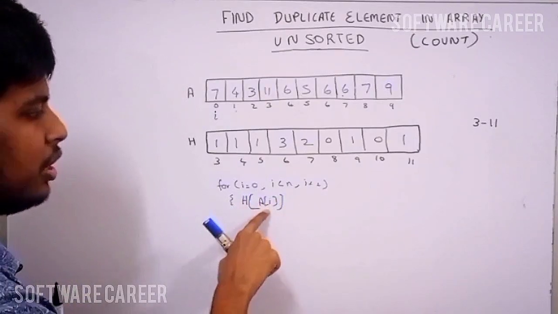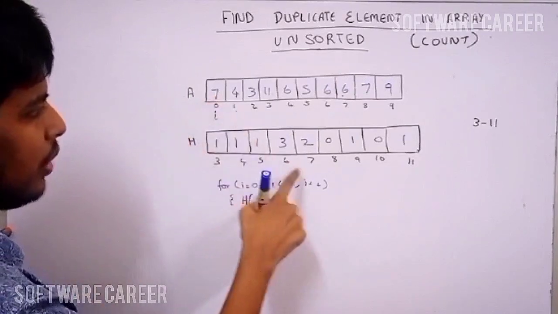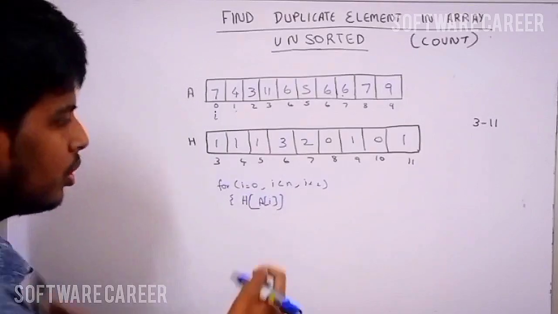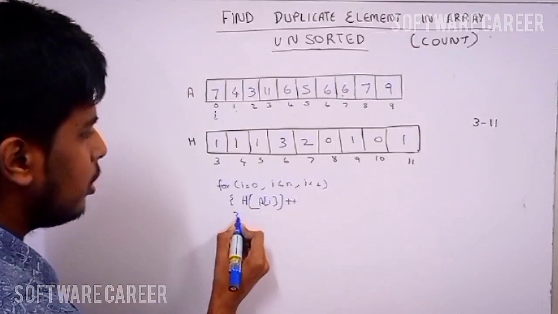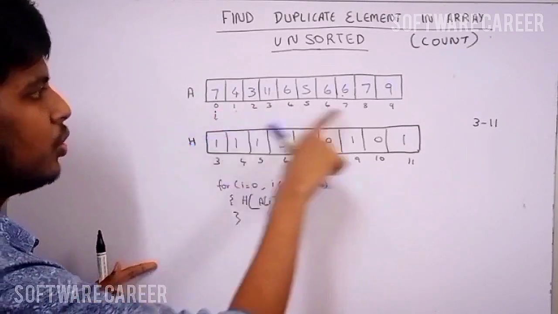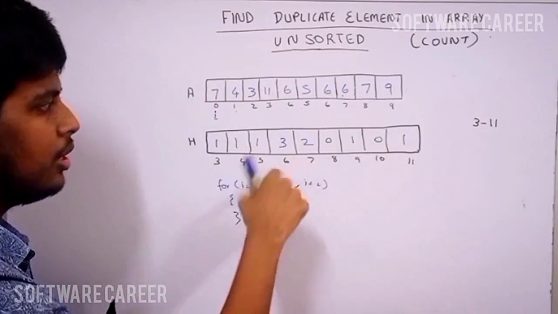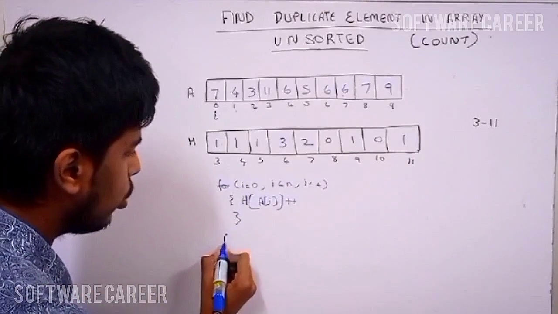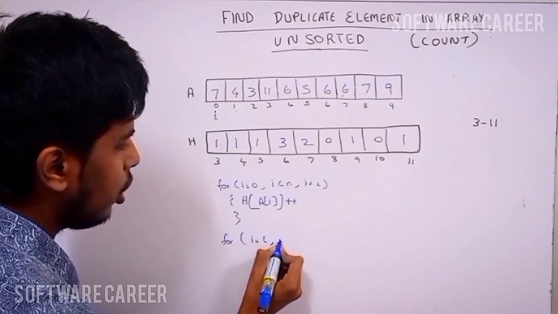You are writing A of i in the bracket of hash. Now see, you are searching the 7th index, then you are increasing one value. So I am writing here plus plus. Now this loop is for traveling from 0 to 9 and printing what elements are present at that index and increasing one value. That is this thing.